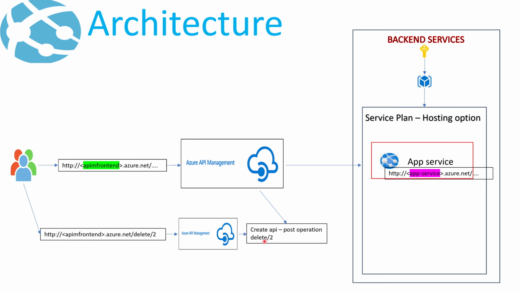It will then match the corresponding services. In this example, I have only one, so it will find the App Service and /delete/2. Once this request is taken care of, it will send the response back to the user. I hope you understand the architecture. Let me quickly go into the demo of what I explained in this architecture.